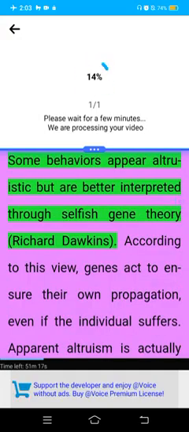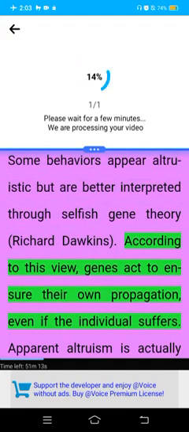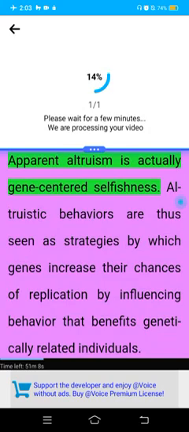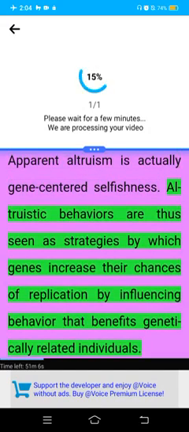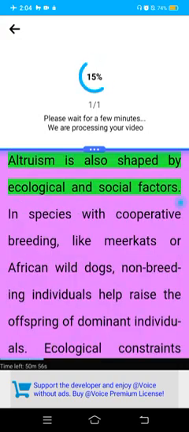Some behaviors appear altruistic but are better interpreted through selfish gene theory, by Richard Dawkins. According to this view, genes act to ensure their own propagation, even if the individual suffers. Apparent altruism is actually gene-centered selfishness. Altruistic behaviors are thus seen as strategies by which genes increase their chances of replication by influencing behavior that benefits genetically related individuals. Altruism is also shaped by ecological and social factors.